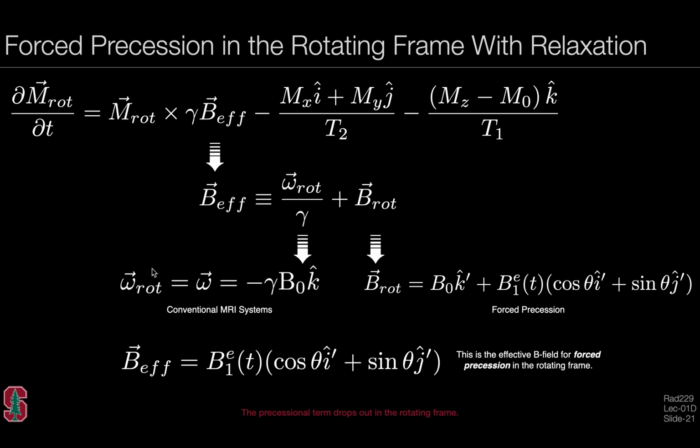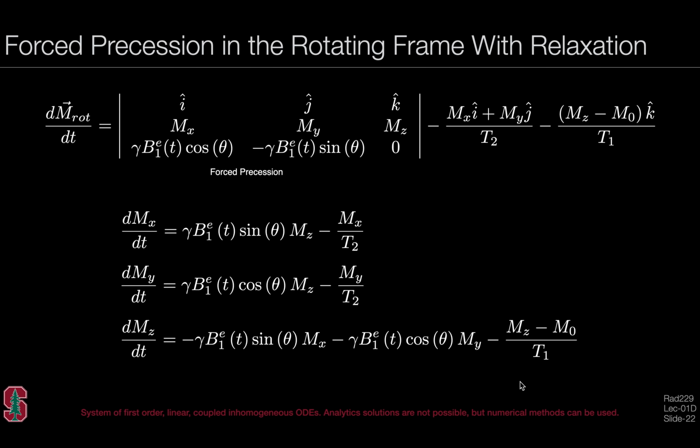So the composite B effective field at this point just looks like the forced precessional terms here, the envelope function, and then two components projected onto the X and Y axes. And this is the effective B field for forced precession in the rotating frame. So we can put those forced precessional terms into our Bloch equations again. We can write out this cross product term, filling in for the two forced precessional terms. We don't have a Z term, and we still have the two relaxation terms.